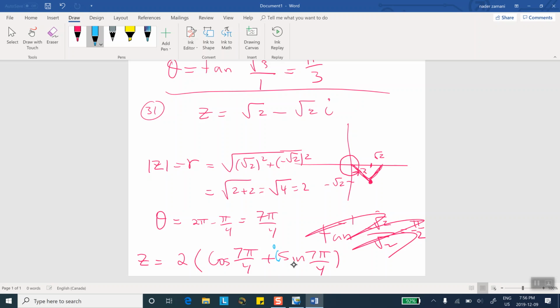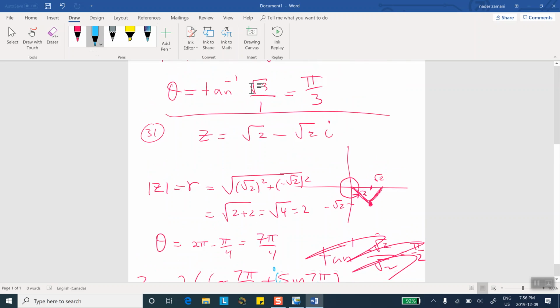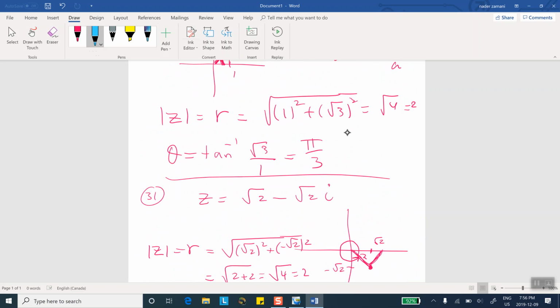i times that. Now, in the top one, I should have also written for you what the complex number polar form is. So z is equal to r, which happens to be 2, times cosine of pi over 3 plus i sine of pi over 3. Sorry, I ran out of space here. 2 times cosine of pi over 3 plus i sine of pi over 3.